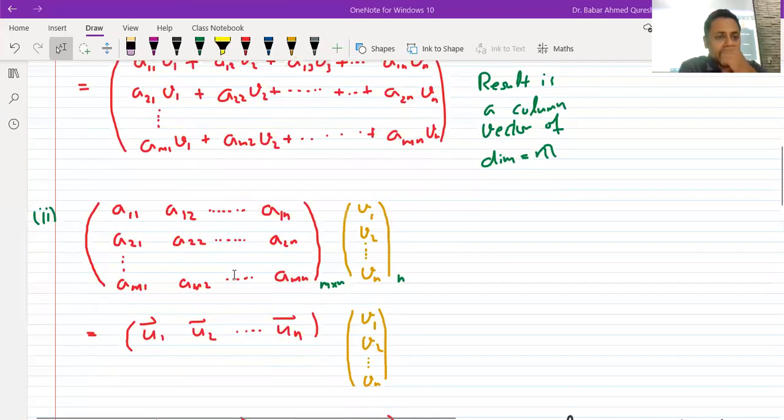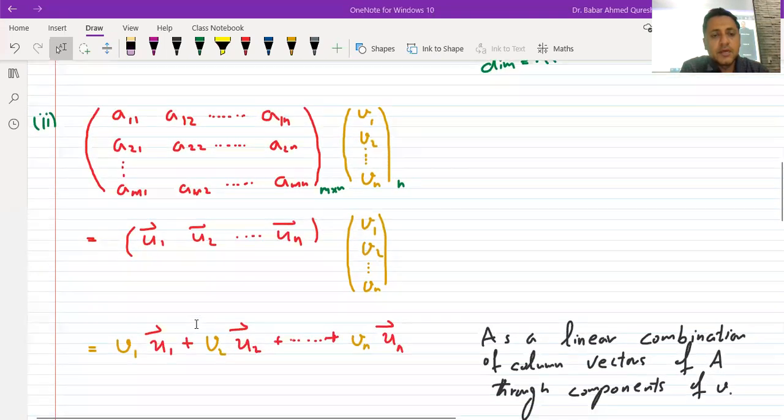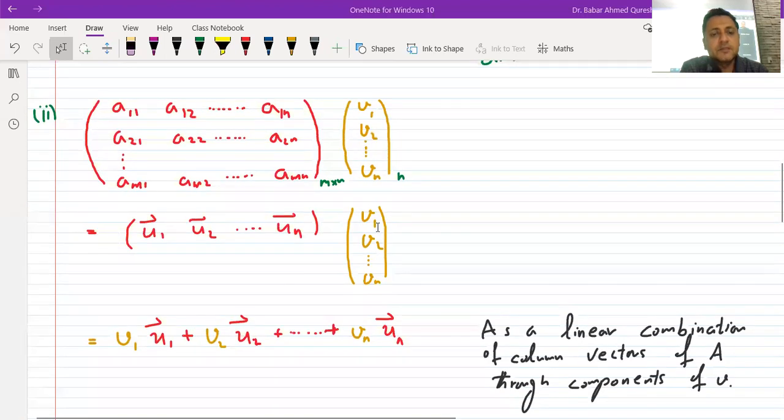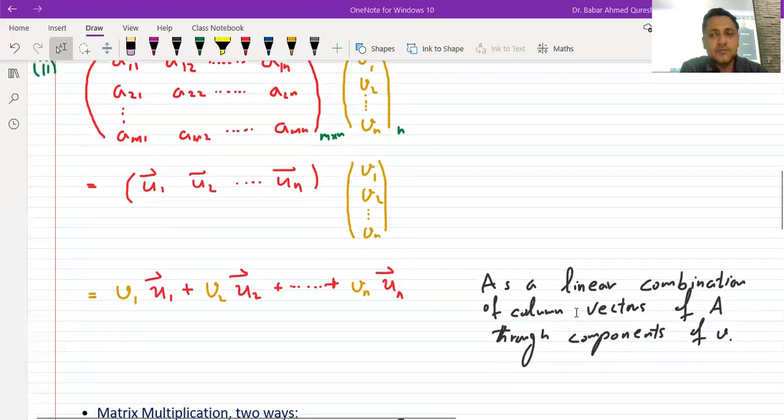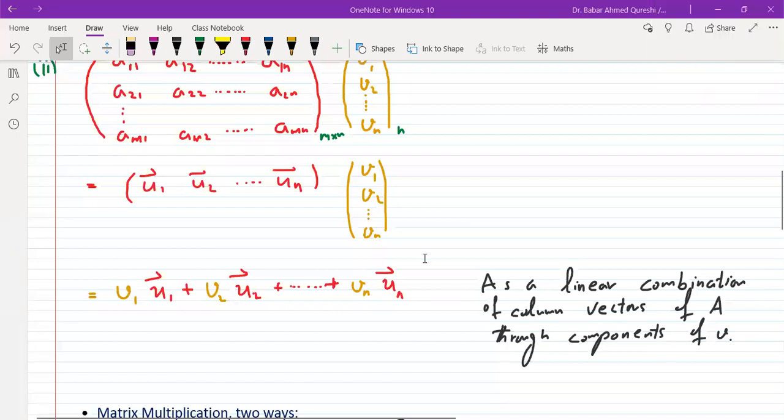And over here, I've just explicitly written out the above dot products. The second way was that you think of your matrix as composed of column vectors. Then you have the same number of column vectors as the components in the vector with which you are multiplying, and you just make the linear combination of all these column vectors with the components in your vector. So as a linear combination of column vectors of A with components of B.